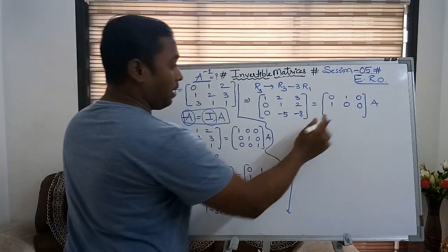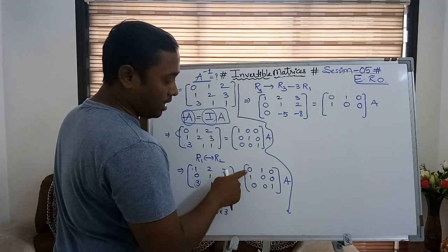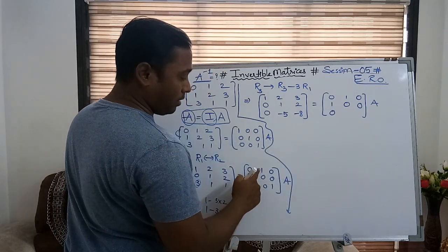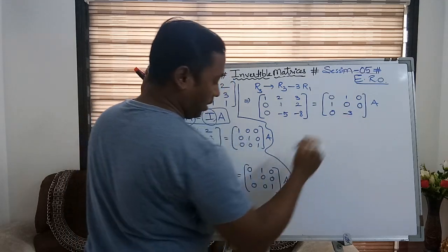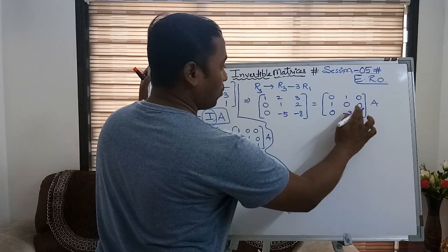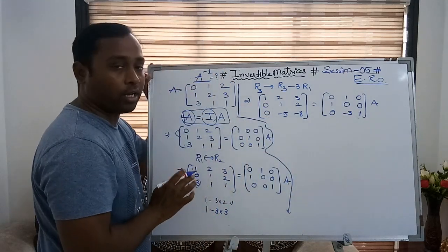Okay, and thereafter here the same one. So here 0 minus 3 times 0 is 0 only. 0 minus 3 times 1 is minus 3. 1 minus 3 times 0 is 1. So now my purpose is solved. My 1 0 0 has been created.